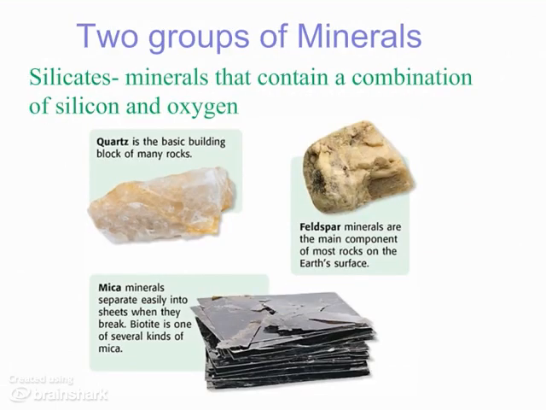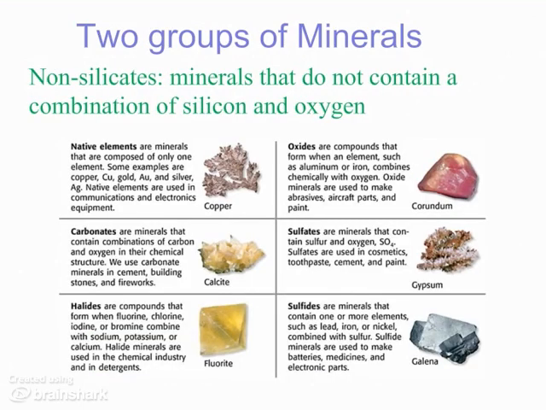There are two major groups of minerals that every mineral fits into. There's the silicates, and then next we'll talk about non-silicates. Silicates are minerals that contain a combination of silicon and oxygen. Some examples are seen here. We've got quartz, feldspar, and mica. Now here we have the non-silicates, and you can probably guess they're just the opposite of the silicates. These do not have a combination of silicon and oxygen. You can see some examples in the chart in this picture.